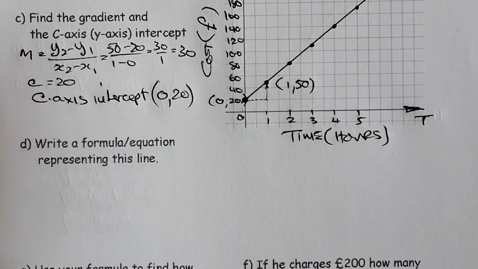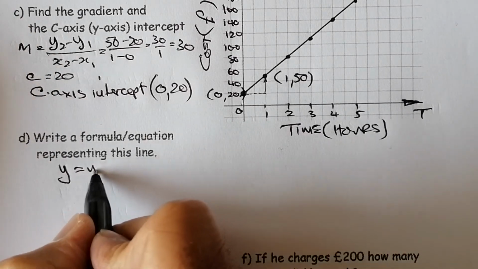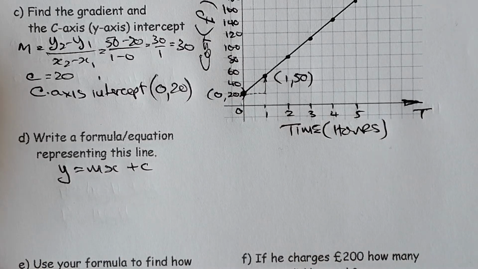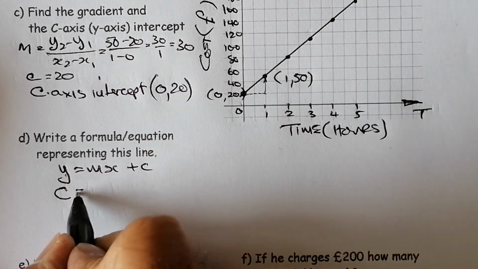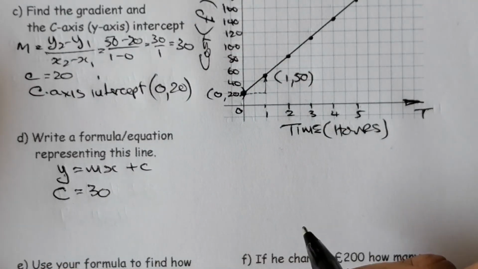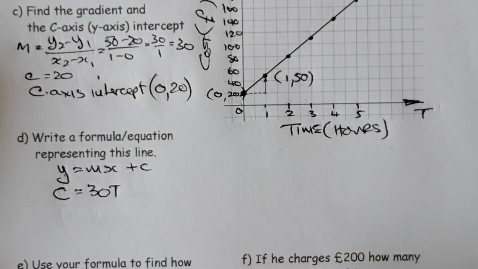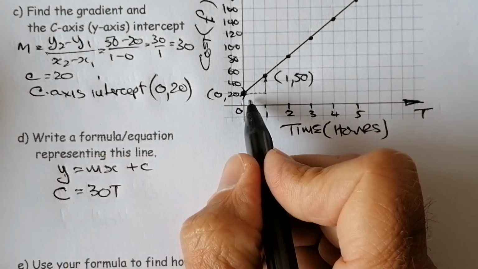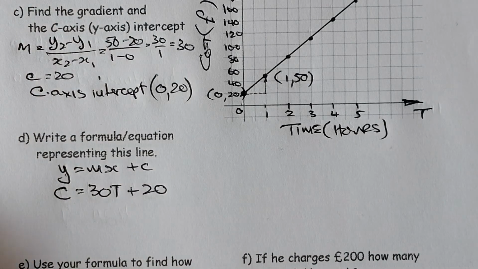To write the formula for this one, I'm going to start with y equals mx plus c. Remember, I can't finish with that, or I'll be losing some marks if I use x and y in my formula. Instead of y, I'm going to use C. So C equals, instead of m, I worked it out as 30. So it's 30 pounds per hour, every hour. Instead of x, I'm going to be using t. And lastly, the c value we said was 20, so that's plus 20. So there's my formula for this situation for the plumber with the call-out charge.